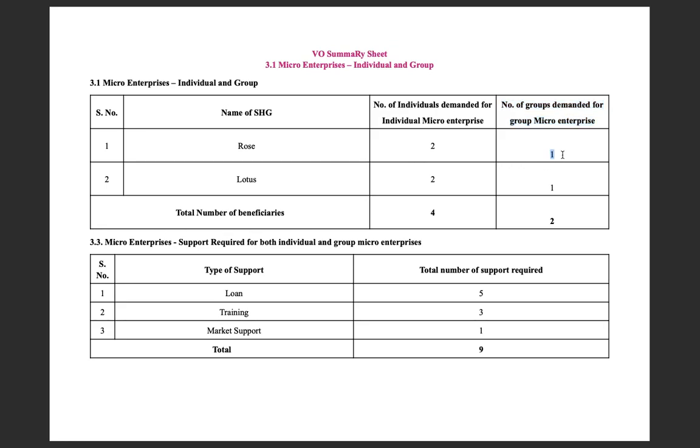So this is what you have to keep in mind, that here the data that is being filled in the column of number of groups demanded for group micro enterprise, the number of groups has to be written, not the number of individuals who are within that group who want to take up that micro enterprise. Now we will also summarize the type of support. So here loan has been demanded by 5 people, training has been demanded 3, market support 1. So the total comes to 9.